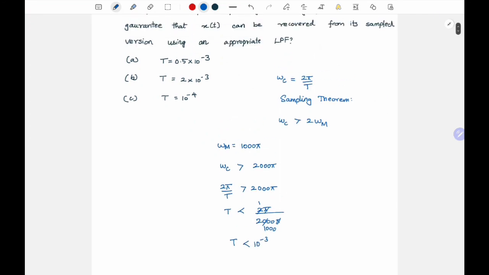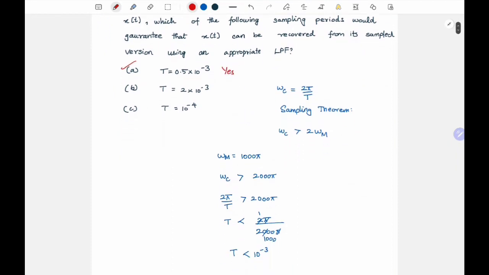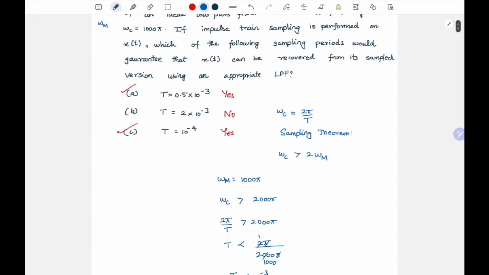So now let us check the options, which of them is less than 10 power minus 3, right? So 0.5 into 10 power minus 3 is definitely less than, right? So which of the following would guarantee? So this would guarantee. So I'll put yes. What about 2 into 10 power minus 3? It is greater than 10 power minus 3. So no here. And here 10 power minus 4 is also less than 10 power minus 3. So yes. So this is how you use the sampling theorem to find the solutions.